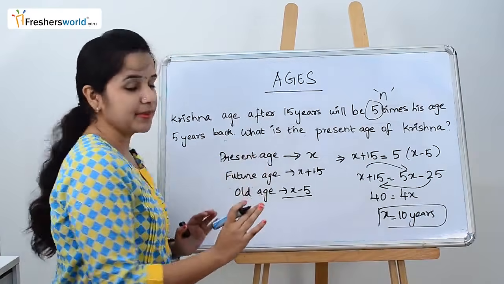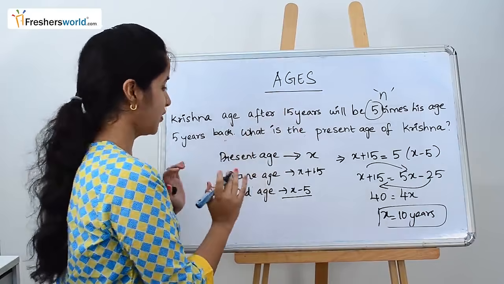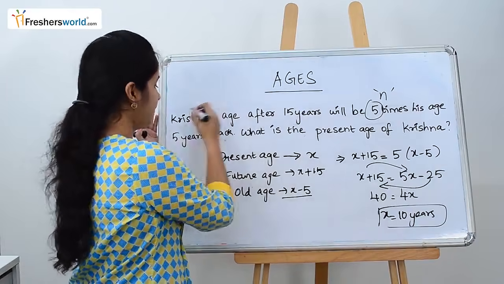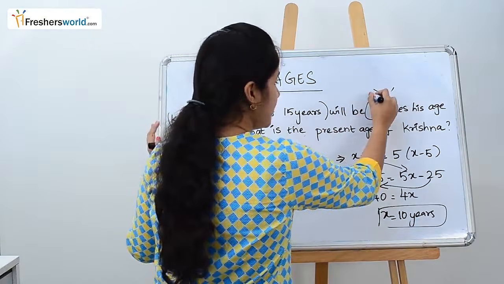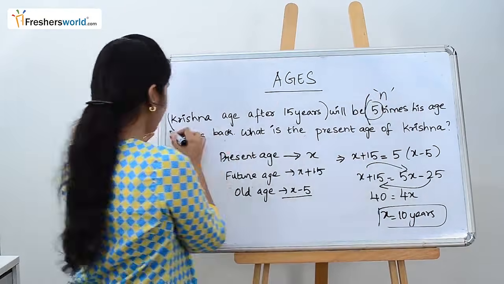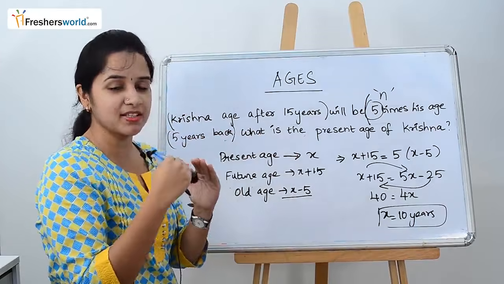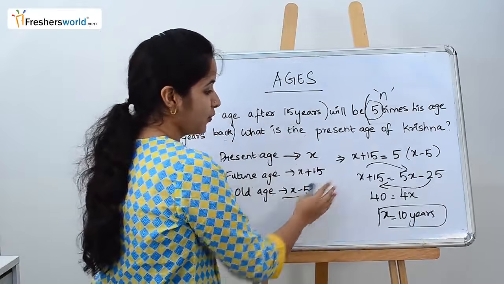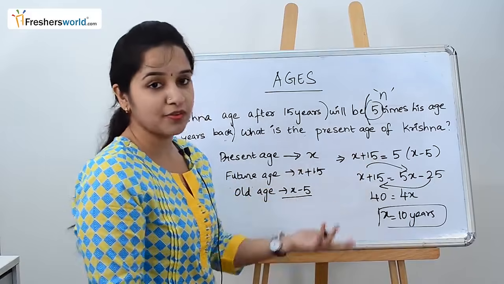In this example, once you segregate the question into 3 parts, you will be able to answer the question. Take Krishna's age after 15 years as a separate bracket, which will be 5 times his age 5 years back. If you segregate into the present age, past age and future age, it will be easy for you to find the equation. Once you know the equation, it will always be easy to find x.